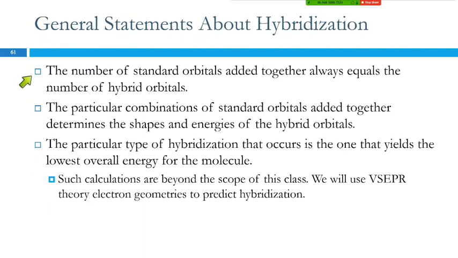So some things we have to remember. The number of standard orbitals is always equal to the number of hybrid orbitals. So you could say this is the law of orbital conservation. If you start with 2 orbitals and you hybridize them, you end up with 2 hybrid orbitals. The shapes and energies of the hybrids are going to depend on the shapes and energies of the regular orbitals that you're hybridizing. The particular type of hybridization is whatever's going to give the lowest overall energy. This can be calculated, but it's way beyond the scope of this class. And so we're going to cheat a little, and we're going to use VSEPR theory to predict what the hybridization is.